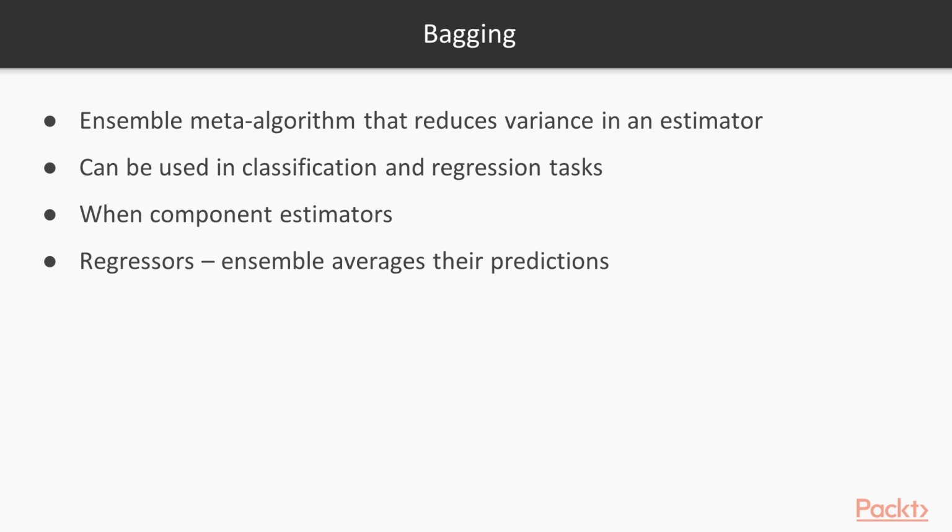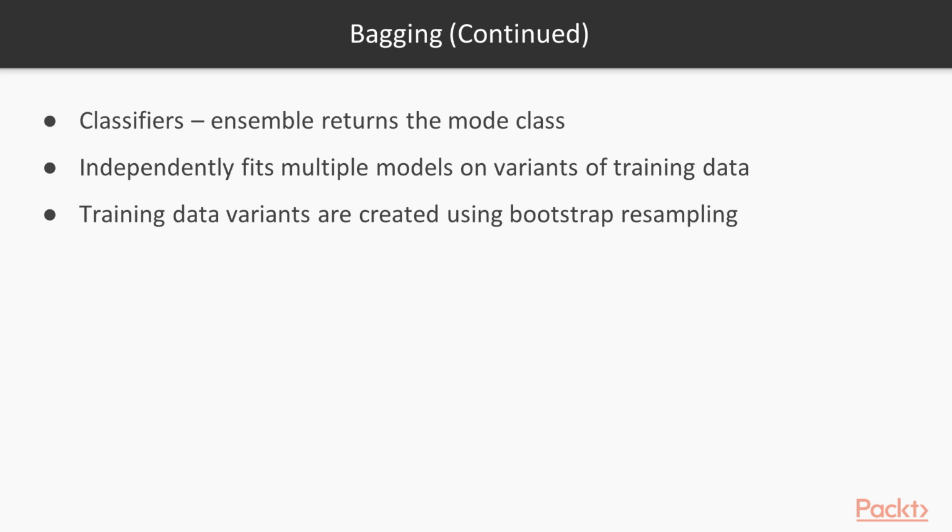Bootstrap aggregating, or bagging, is an ensemble meta-algorithm that can reduce the variance in an estimator. Bagging can be used in classification and regression tasks. When the component estimators are regressors, the ensemble averages their predictions. When the component estimators are classifiers, the ensemble returns the mode class. Bagging independently fits multiple models on variants of the training data. The training data variants are created using a procedure called Bootstrap resampling.